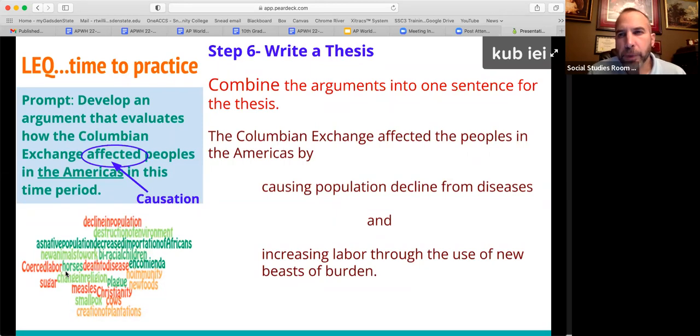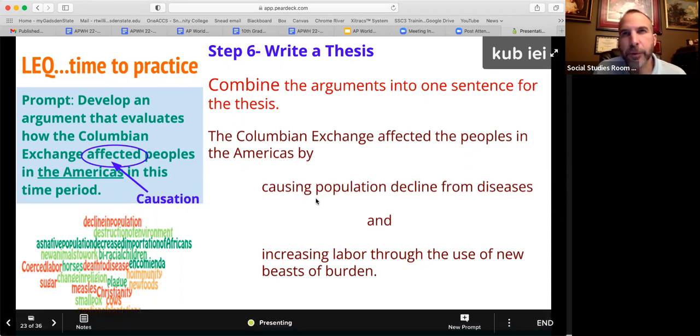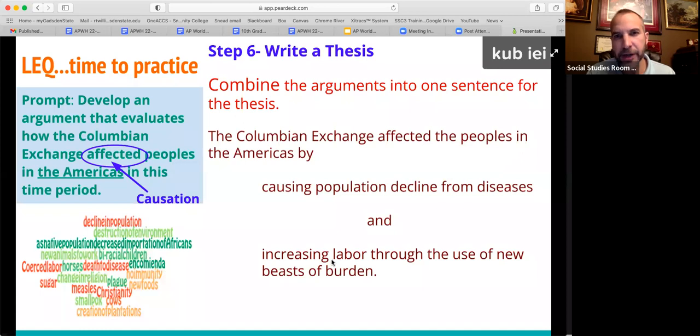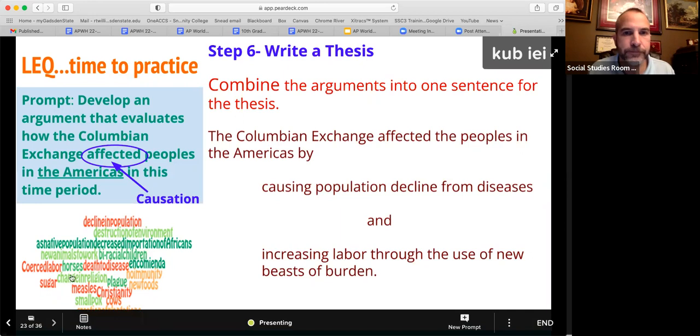Again, we don't really dedicate a lot of time in this particular presentation to writing the thesis, but a great idea here is if you know what you're going to argue in your two supporting paragraphs, go ahead and combine those arguments into that single thesis. Okay, so how has it affected the people? By causing population decline from diseases and increasing labor through the use of beasts of burden. Notice how there's specific information in there. It's not too vague. At the same time, we can write this without taking up an entire page. This is going to be a thesis that has two solid points in it and would earn the point.